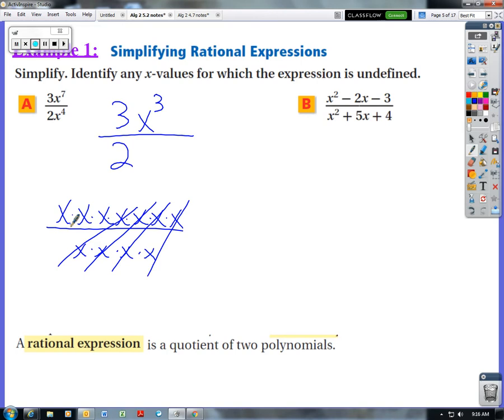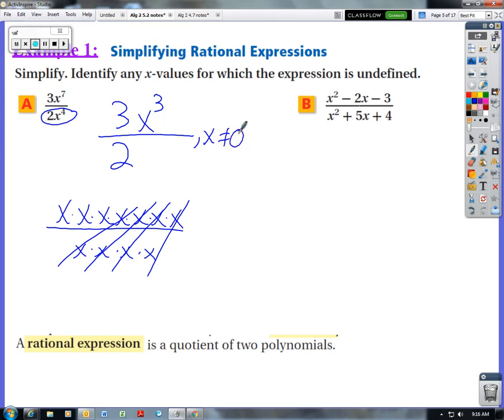And the other thing you have to notice, it says identify any x values for which the expression is undefined. And with rational expressions, the denominator is going to create sometimes places where it's undefined. So is there any value for x that you cannot have in the denominator? And the answer is yes, 0. So you would have to say x cannot equal 0.